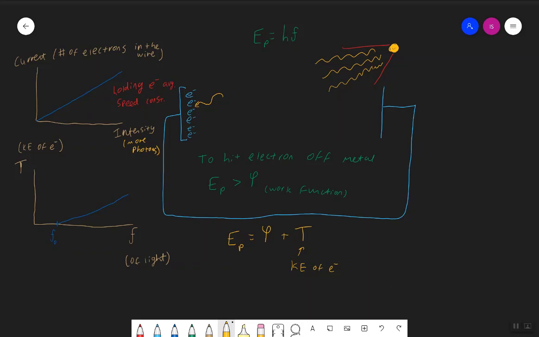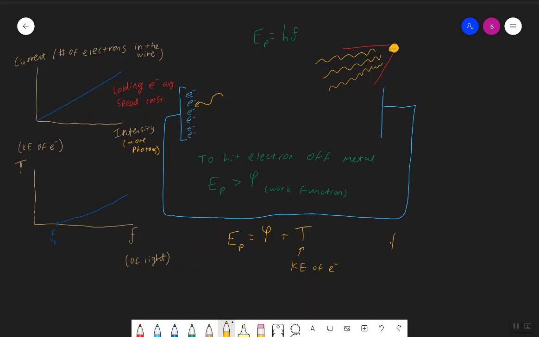Now, you can also see through this that the energy has to be bigger than the work function, because the kinetic energy of the electron can't be negative. If it is, that just means the photon doesn't knock the electron off, and none of this happens anyway, because the photon doesn't interact with that electron.